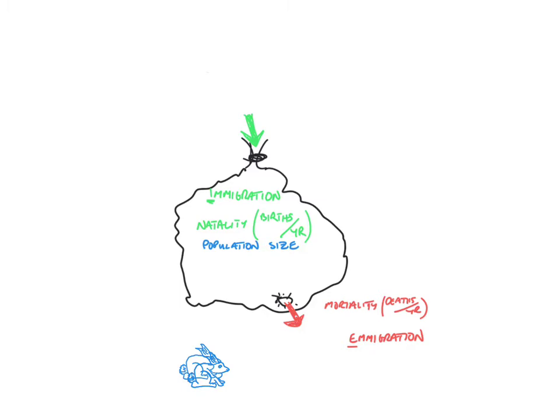So the things in green will increase the population size. They would carry a plus if you were looking at population size per year, and the things in red would bring down the population size. So these are four natural factors for a population that would decide whether this rabbit population size gets more or less.